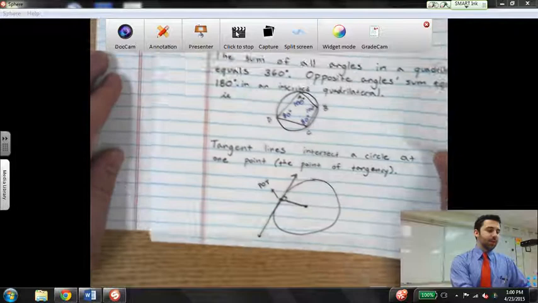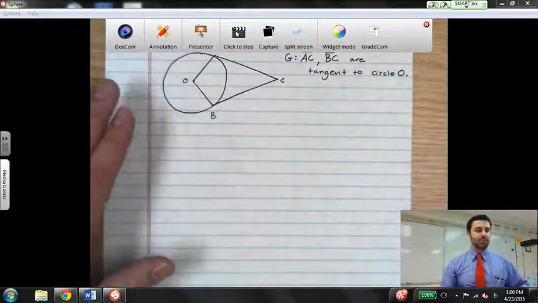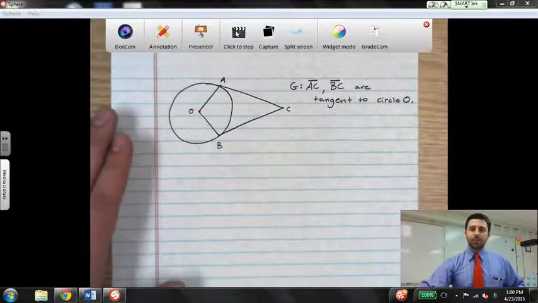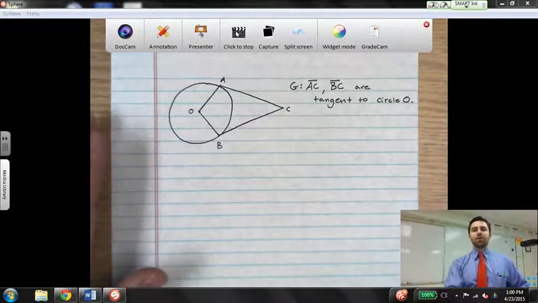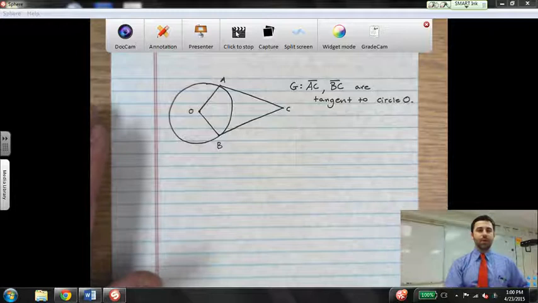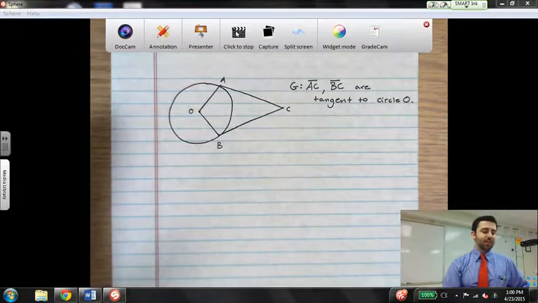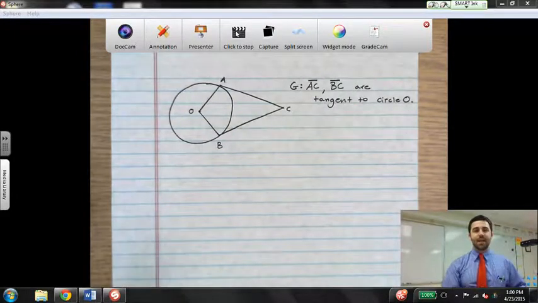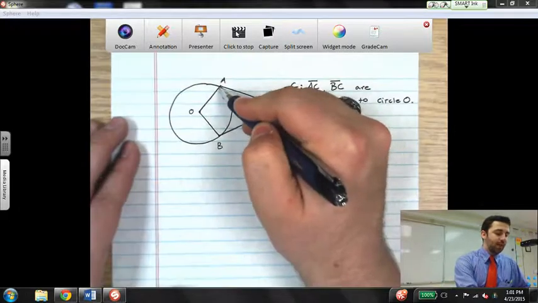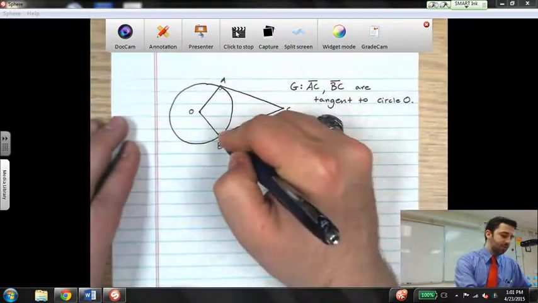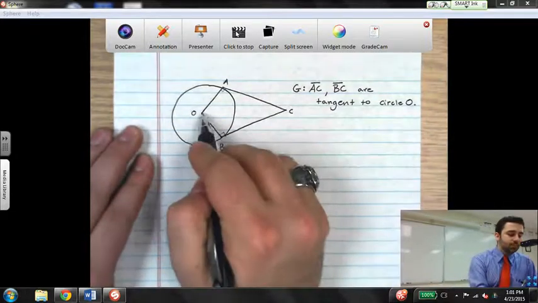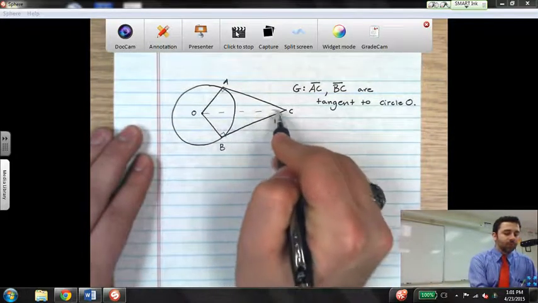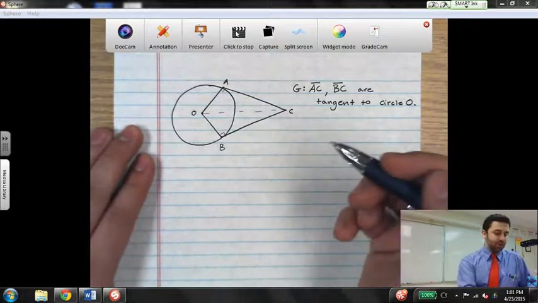So keeping that in mind, we are given that segments AC and BC are tangent to circle O. Based off this information, we have the points of tangency A and B. We know that angle A is a 90-degree angle, as well as angle B. Now, let's say that I drop a line in here, and it's a shared side.